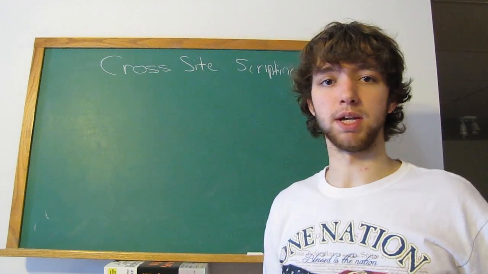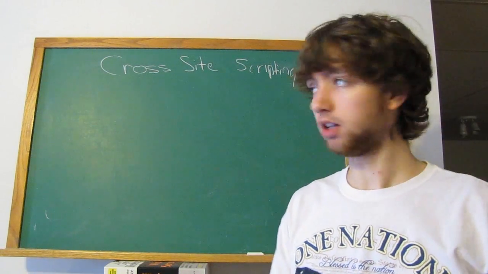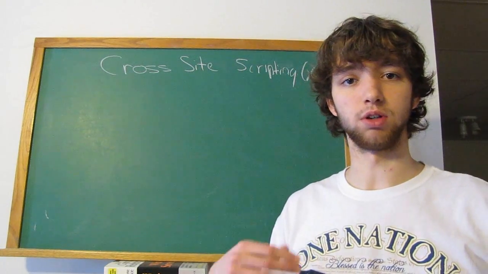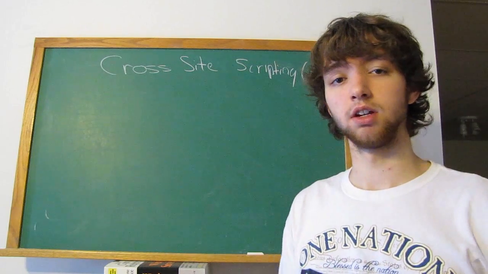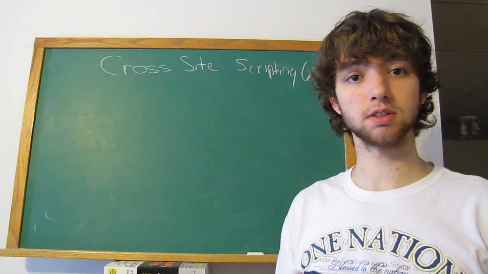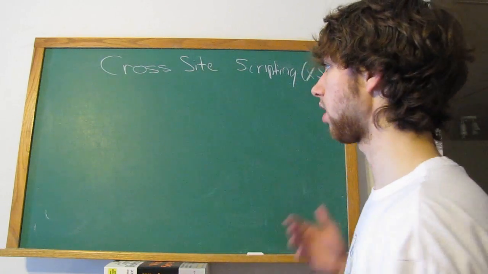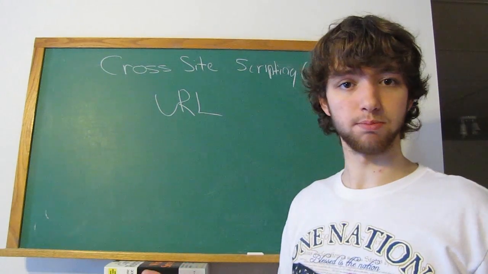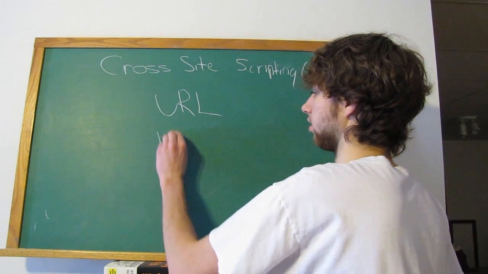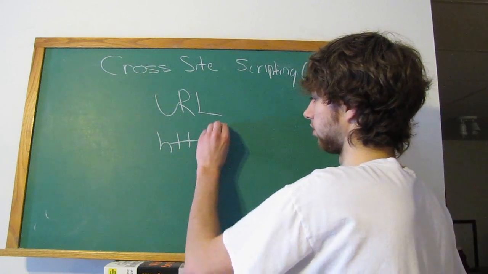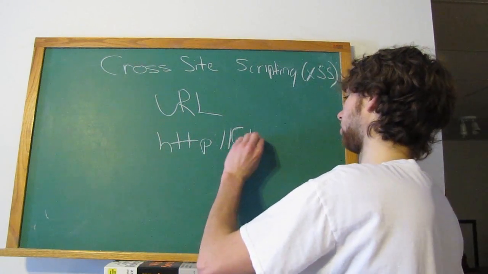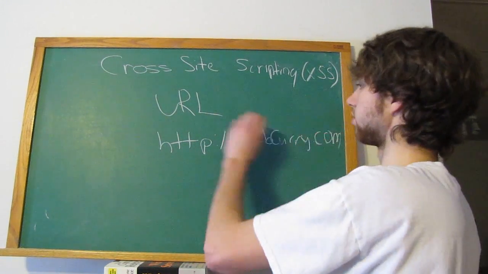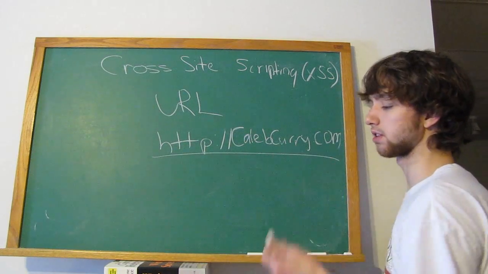Cross-site scripting is basically a general hacking method used on websites. It's based off of the principle that you can hide scripts behind URLs and web pages. So a URL, that is what you type in to go to a web page. So this is an example. It's a uniform resource locator, basically just the website.